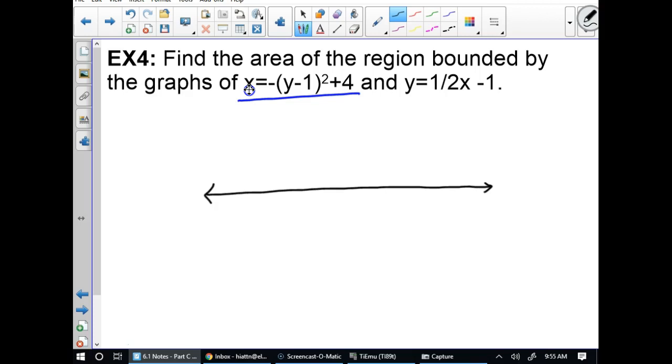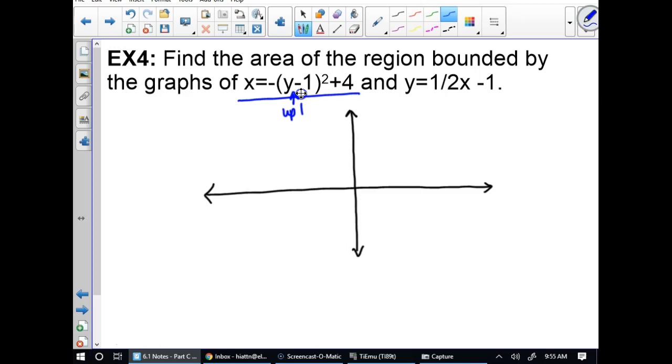Okay, so we have to be careful whenever we graph a quadratic sideways because usually that plus 4 right there would tell me to go up 4. And usually that minus 1 would tell me to go to the right 1. But everything's backwards whenever you've got x equals. So this y right here, that's going to tell me up or down. And since it's in the parentheses, it goes the wrong direction. It goes the opposite direction. So this tells me to go up 1.